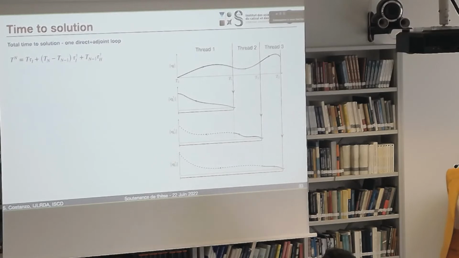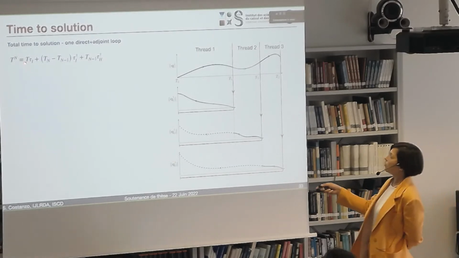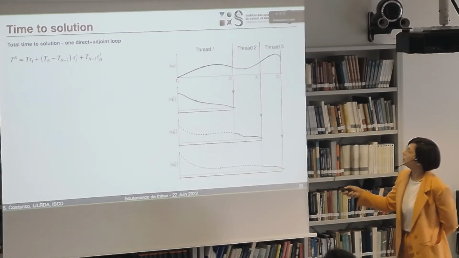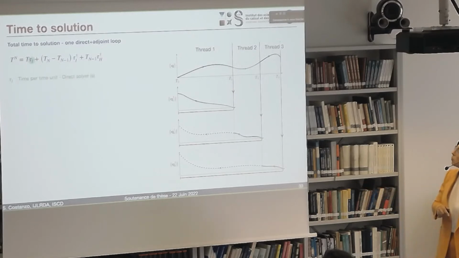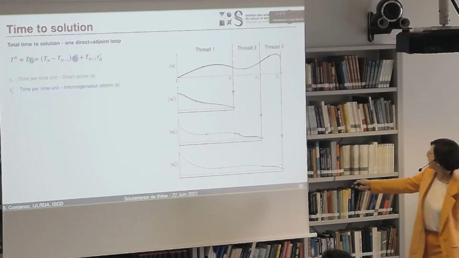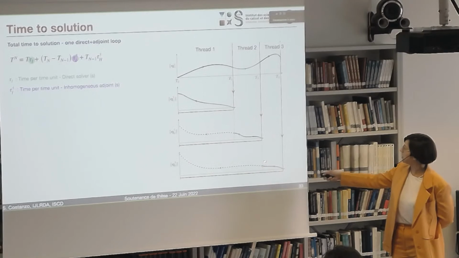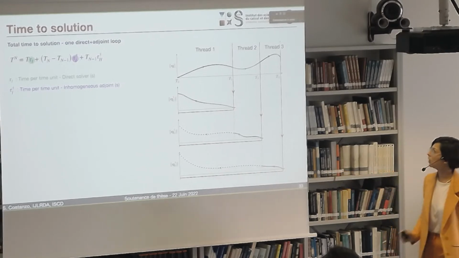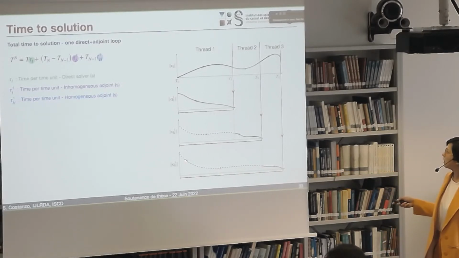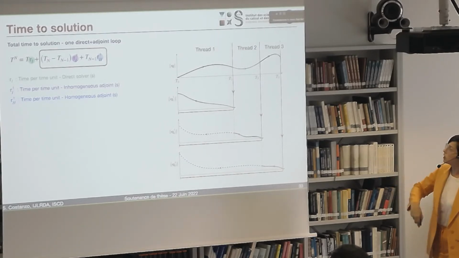So let's see what happens to the total time to the solution. This is the time when we use n cores. The first factor is the time needed to solve the direct solver, okay? So the time needed to arrive here. Then we have this time given by this time partition at the end. And then we have the time needed to solve the homogeneous adjoint equation. So we want to reduce this time in orange.